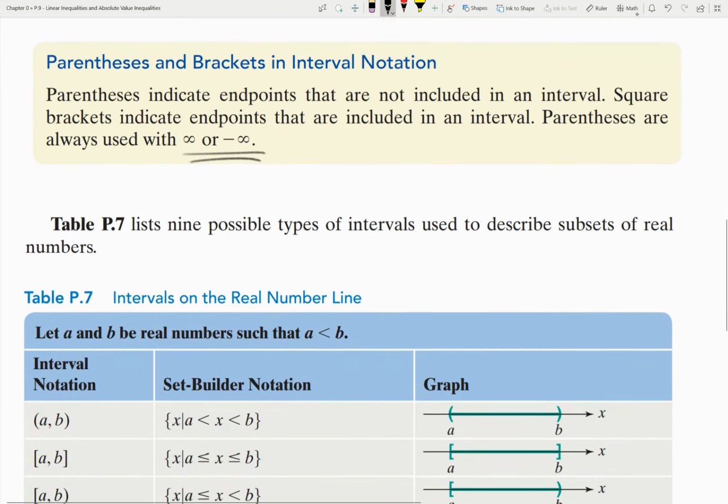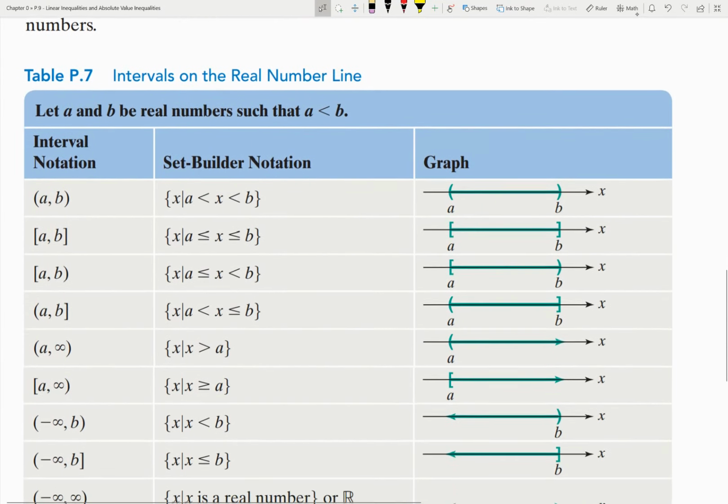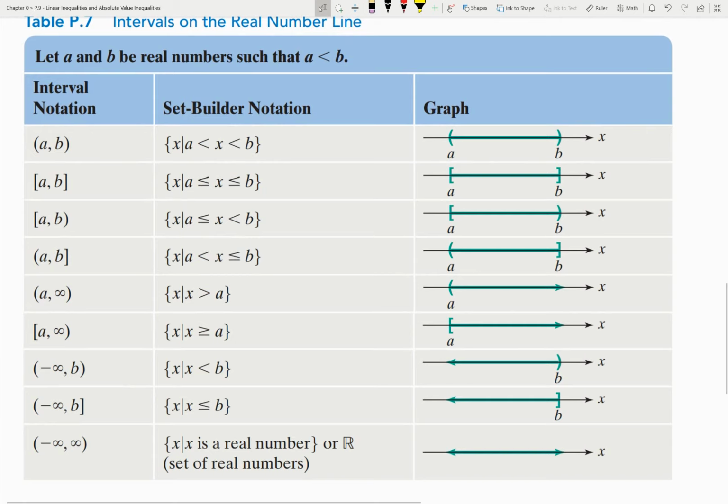So here are the nine possible types of intervals used to describe sets of real numbers. And we have our interval notation and our set builder notation and the picture. So with parentheses, A comma B means X such that A is less than X, which is less than B. And we can see my graph with two parentheses, and we're just filling in the space between A and B. That's what it means, right? It means that X is everything in between A and B. With two brackets, it means X such that A is less than or equal to X, which is less than or equal to B. And again, we fill in all the space between A and B.